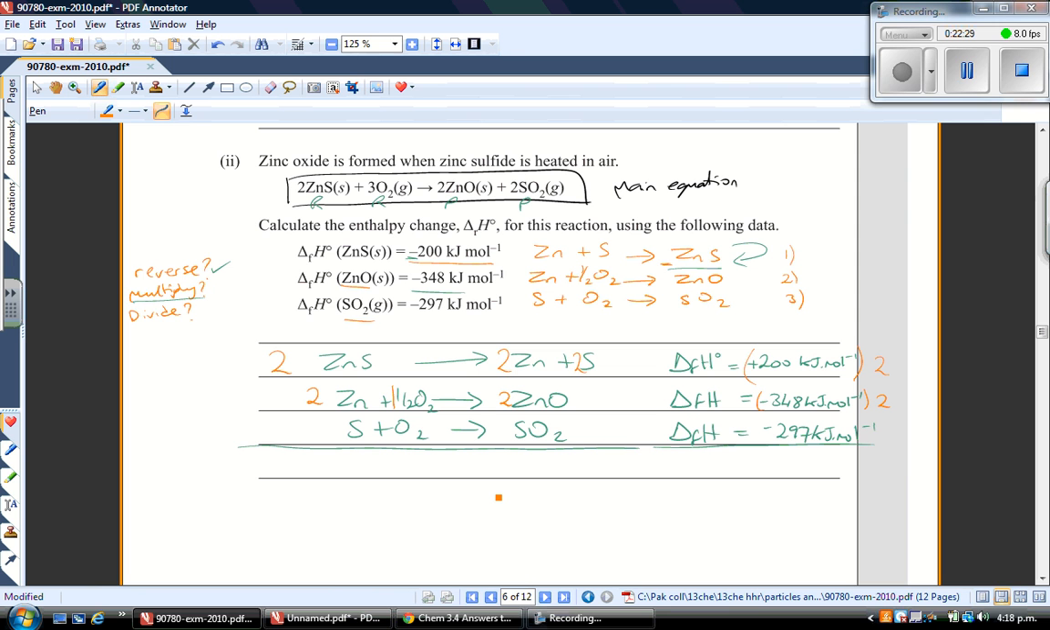So, just to correct myself, I said a silly thing there. 2 times a half is obviously not 1.5. It's just 1. So the 2 times the half there makes 1. And then you have 2 zinc oxides, and you multiply your enthalpy for the formation by 2.